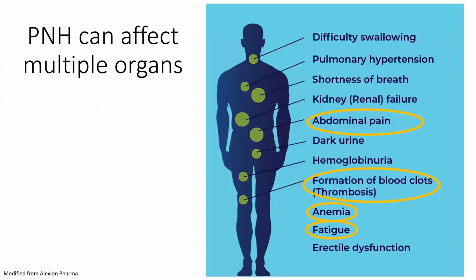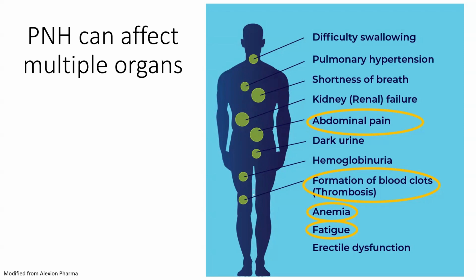So what sorts of symptoms can we see in PNH? It's quite multi-systemic. There's a bit of a head-to-toe approach. You can see it from the esophagus, the feeding tube, all the way down. Every organ can almost get affected.